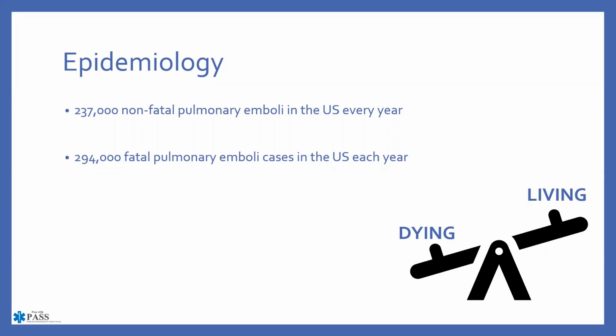237,000 non-fatal pulmonary emboli occur every year in the United States. And the problem is those are the ones that are living. It's basically outweighed by those that cause fatal pulmonary emboli, at a rate of about 294,000. So there are more people that develop a pulmonary embolus in the United States that die from it every year than those that develop a PE and survive. So that is a problem.